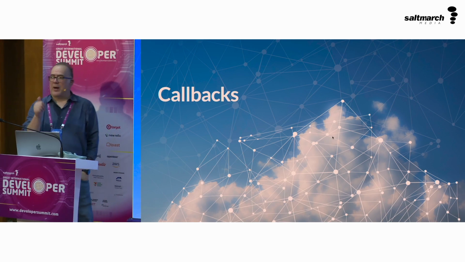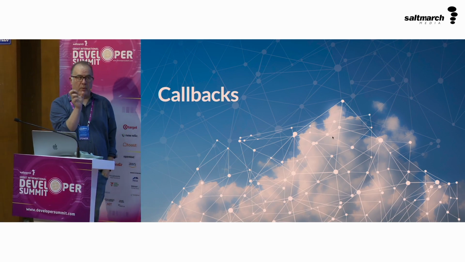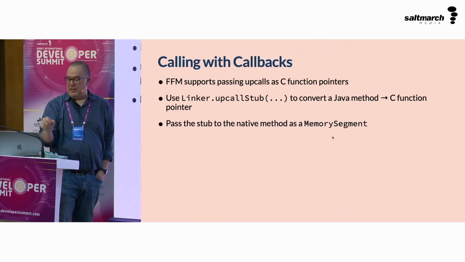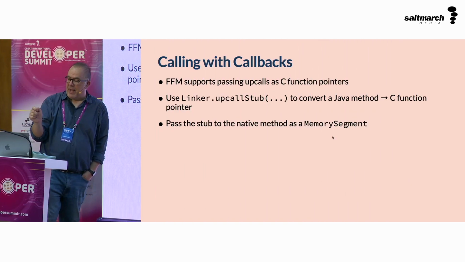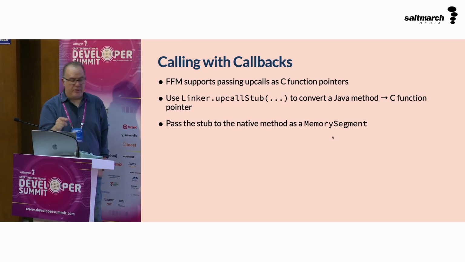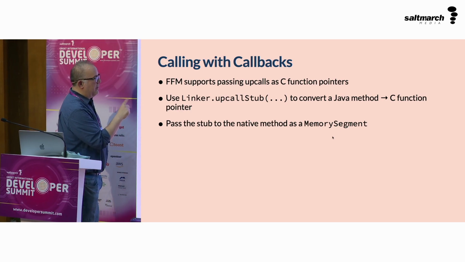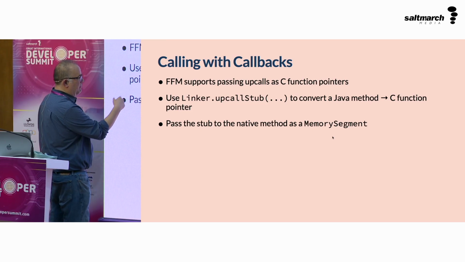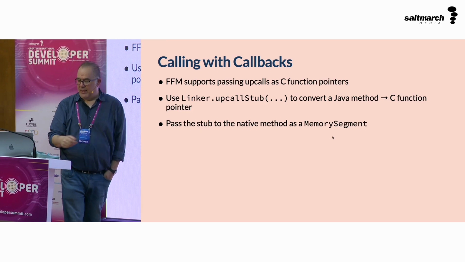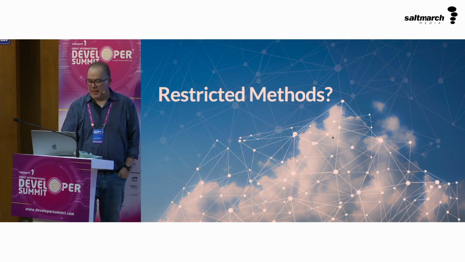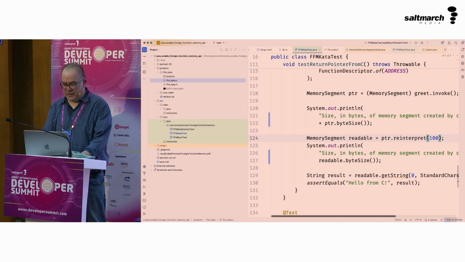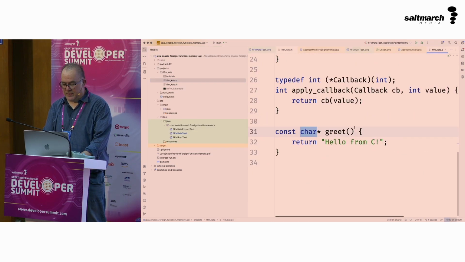Now callbacks, this is where we're going to do the upcall, because I want to provide a stub on this one. FFM provides passing upcalls to C function pointers. So linker upcallStub converts a Java method to a C function pointer, and we can pass that stub to a native method as a memory segment. Okay? So before we go into the restricted, let's take a look at this one. Here's that callback.